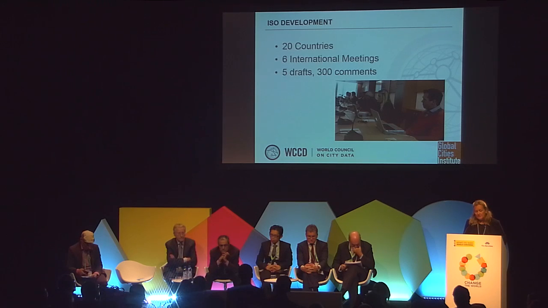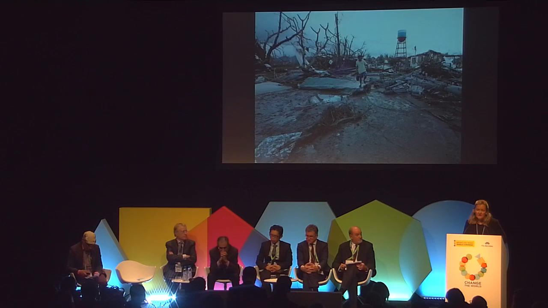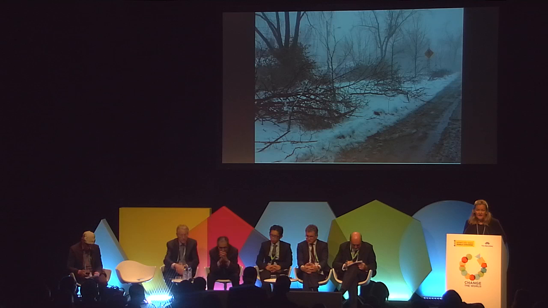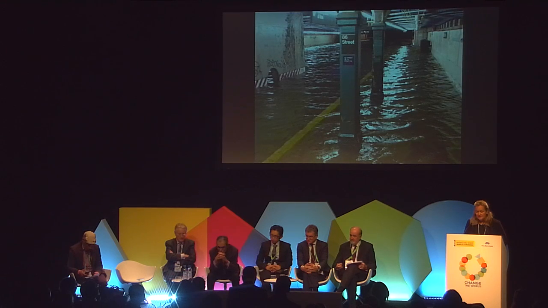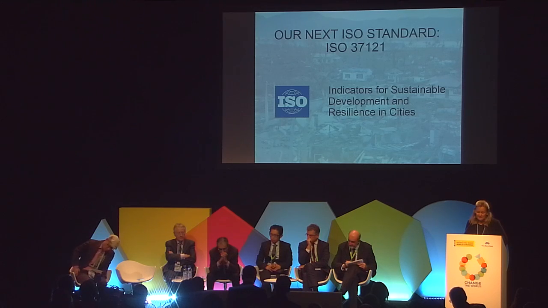So 20 countries participated. It went through a couple of international ballots, 5 drafts, 300 comments. During the commentary period, we received extremely large demand for new indicators, especially around natural disasters and resilience, and how cities can better be prepared and have earlier response times, for example, to tsunamis and ice storms. This is our street in Toronto. We had a terrible ice storm which really debilitated the city for about 6 days. And of course, cities like New York with Hurricane Sandy. So the indicators being demanded during this process really were a different level of resilience indicators.